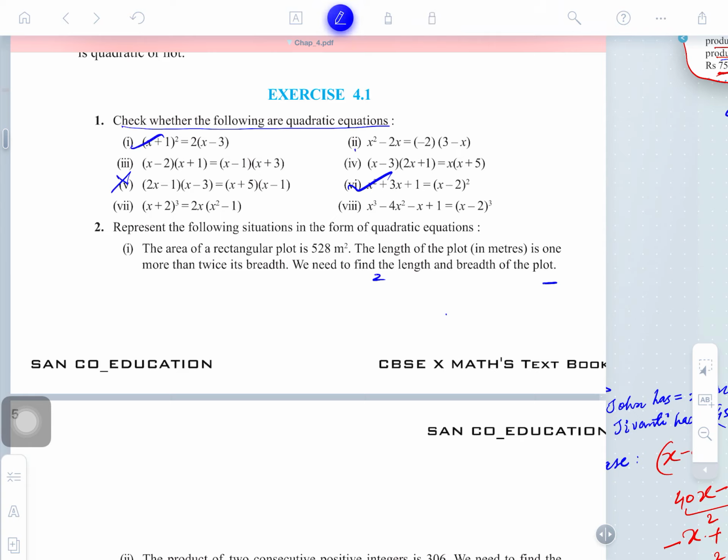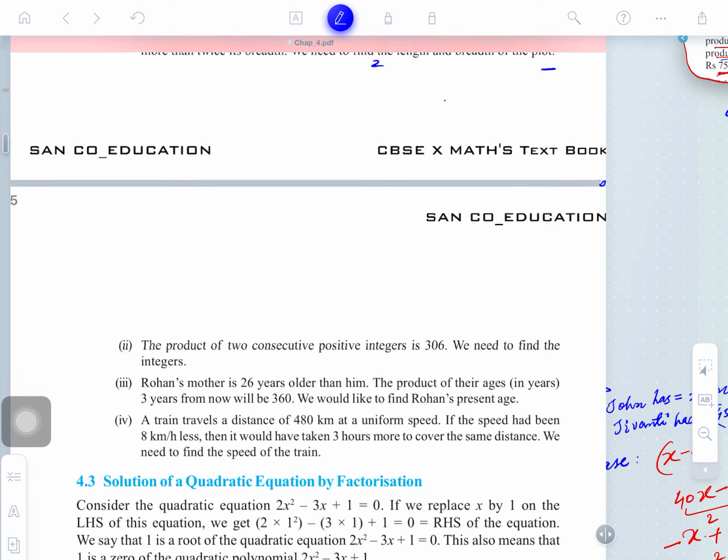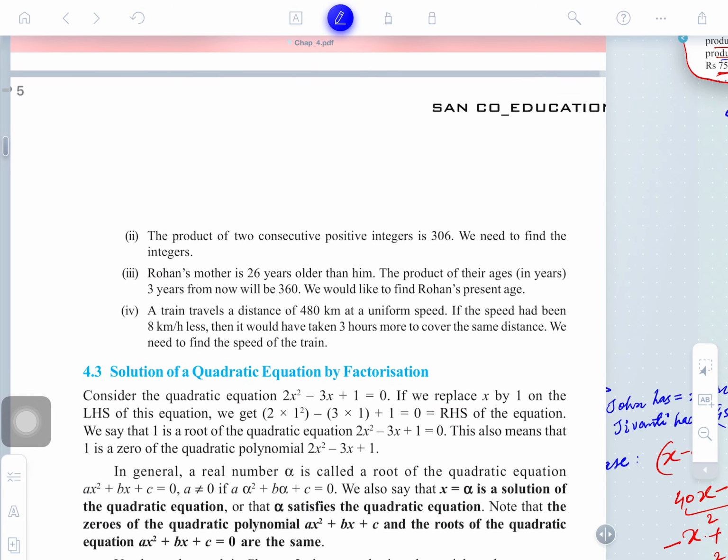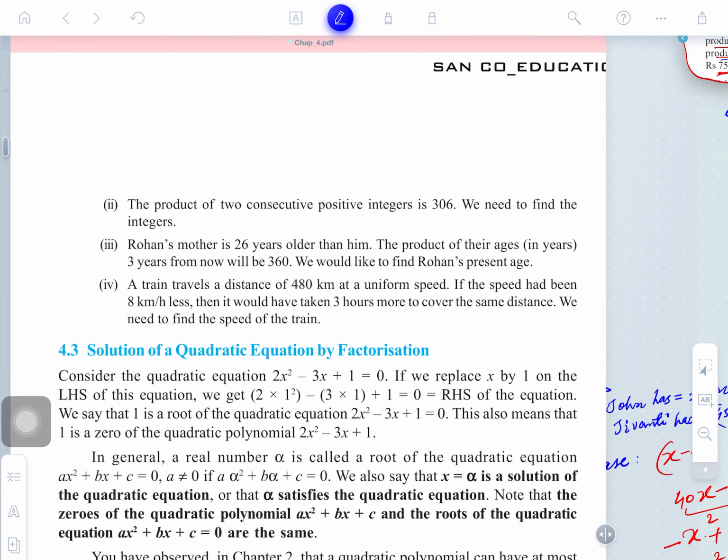So your assignment of the day: 1, 2, 3, 4, and this also, and these 2 questions, 3 questions, 4 questions you will solve. Okay, completing the course is not the task here. Every day you have to solve at least 3 to 4 questions.